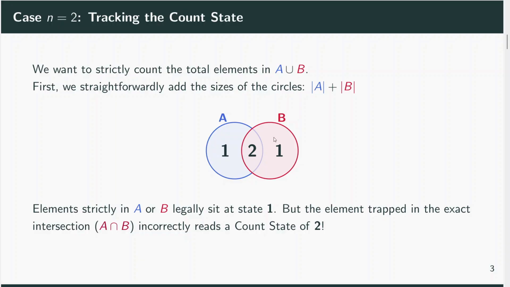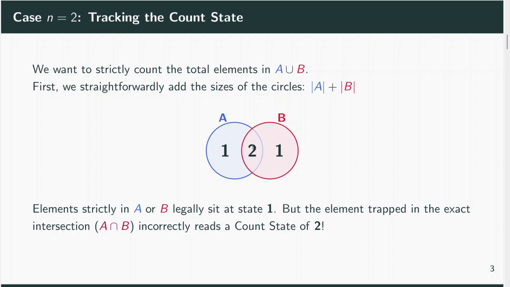Wonderful. But now look at the element sitting right in the middle, in the region where A and B overlap, the intersection. When we count the size of A, this element is inside A, so it gets counted. That is count state 1. Then when we count the size of B, this element is also inside B, so it gets counted again. That brings it to count state 2. 2. And we only want 1.